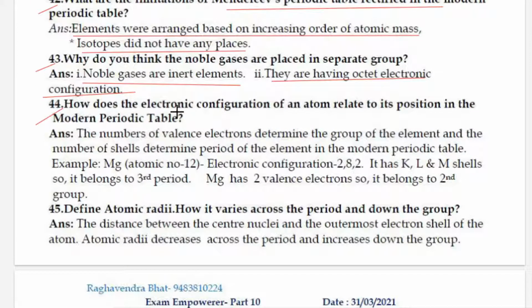Next one. How does the electronic configuration of an atom relate to its position in the modern periodic table? We can see the answer here. The number of valence electrons determines the group of the element and the number of shells determines the period of the element in the modern periodic table. For example, magnesium, atomic number 12, has electronic configuration 2, 8, 2. It has K, L and M shells, so it belongs to the third period. Magnesium has 2 valence electrons, so it belongs to the second group.